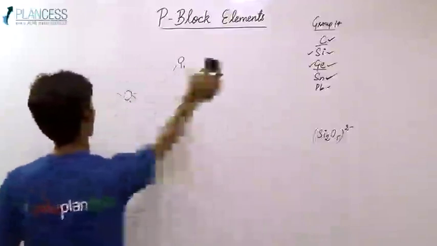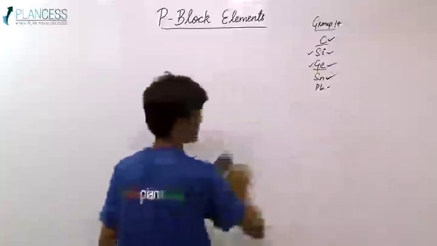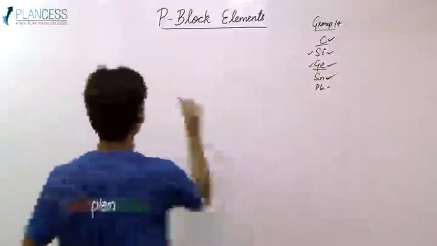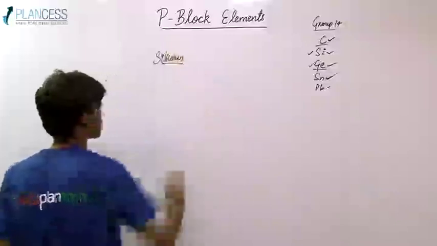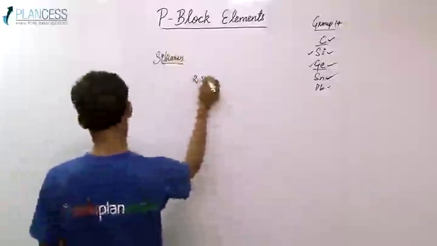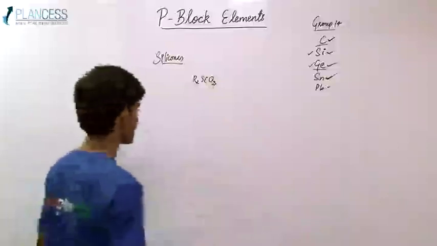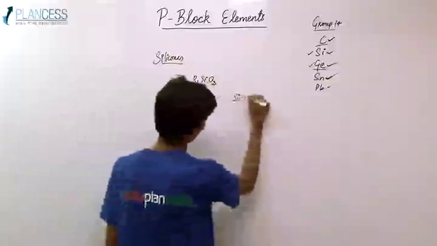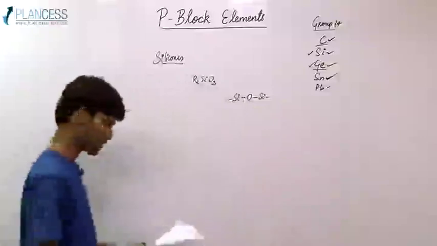Many questions have been asked on silicates in previous years, and it is a very important topic as far as the P block is concerned. Next would be silicones. This was about the silicates, now talking about the silicones. Silicones are synthetic organosilicon compounds of R2SiO units, which are held by Si-O-Si linkage. R2SiO is the general formula.